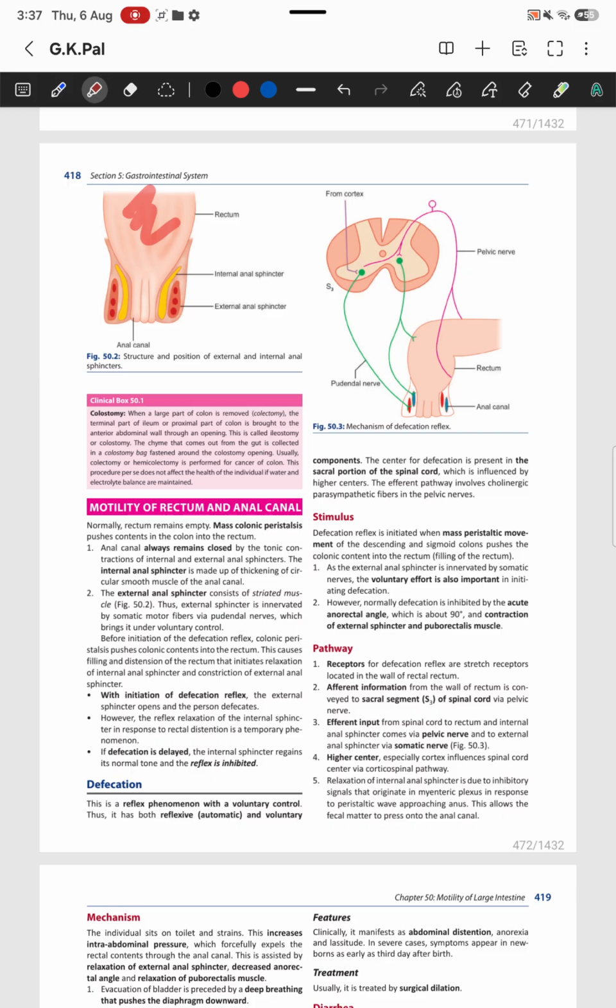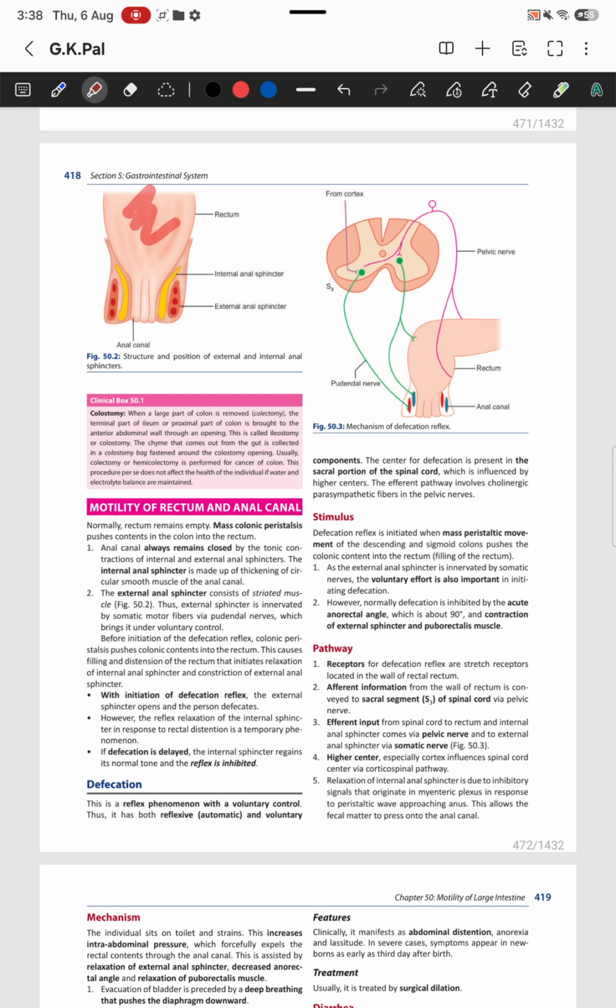So what is the reflex phenomenon with voluntary control? It has both reflexive and voluntary components, right? The center for defecation is present at the sacral portion of the spinal cord, which is influenced by the higher centers. Stimulus initiates the defecation reflex.